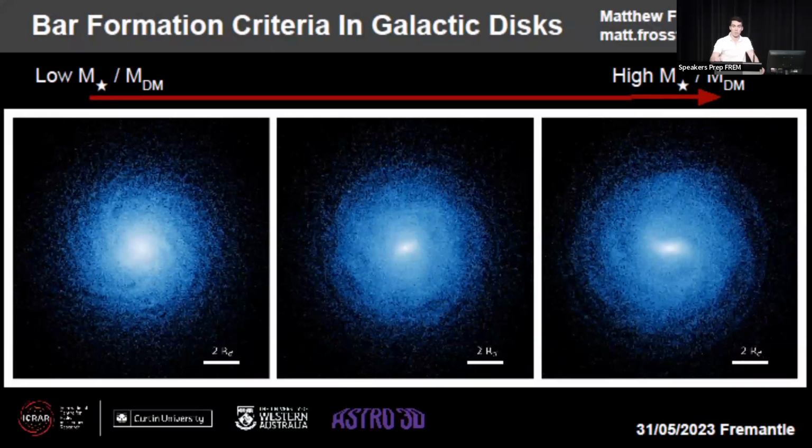If you're an observer, bars should matter to you, right? They mess with your bulge disk decompositions, they change your star formation histories, and they're going to disrupt your kinematics. If you're a simulator, it's the same story. We also struggle to reproduce the observed bar population at redshift 0.